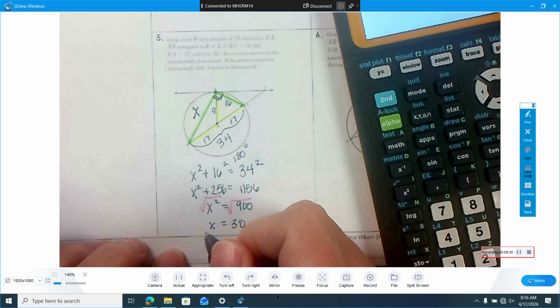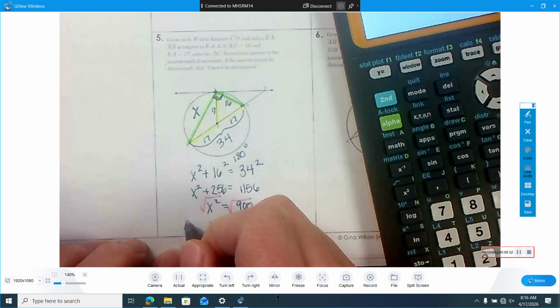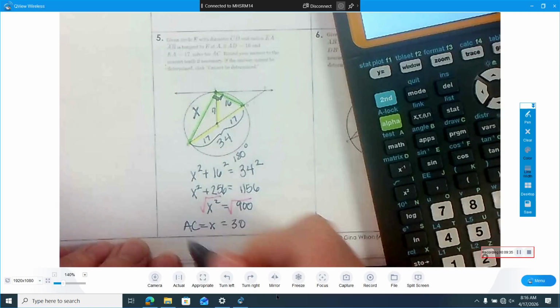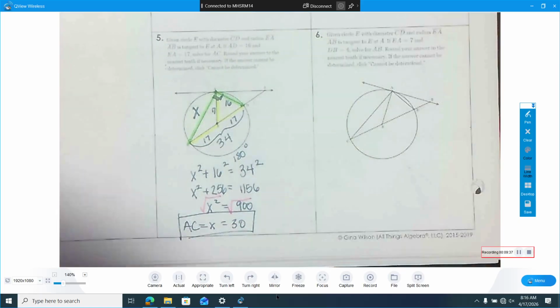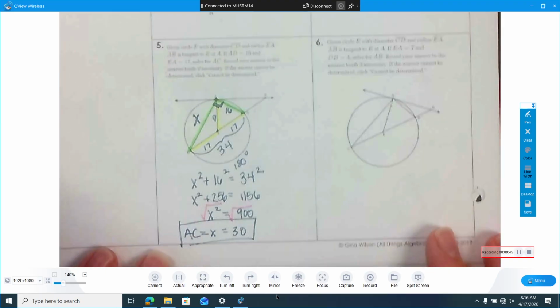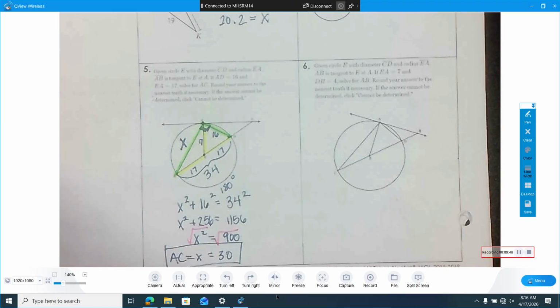All right, and so that is our AC. AC equals 30. All right, so really just looking carefully at the picture, really thinking. Let's look at number 6.